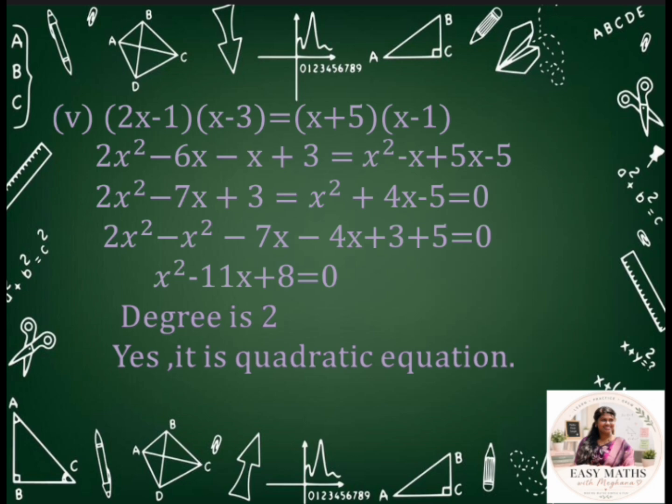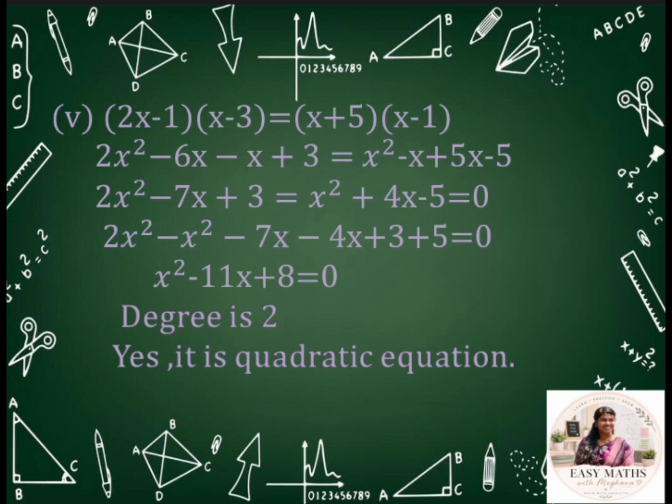Now before transferring the values of RHS to the LHS side, calculate the value. Here minus 6x minus x is minus 7x I can write, and in the RHS side I can write minus x plus 5x is plus 4x. Now shift the values for the same variable.